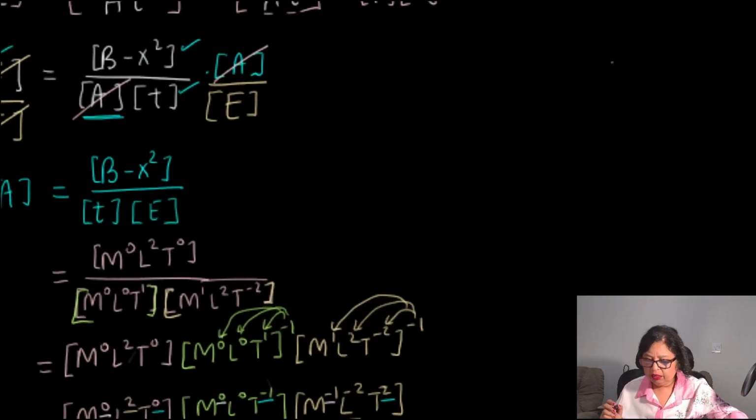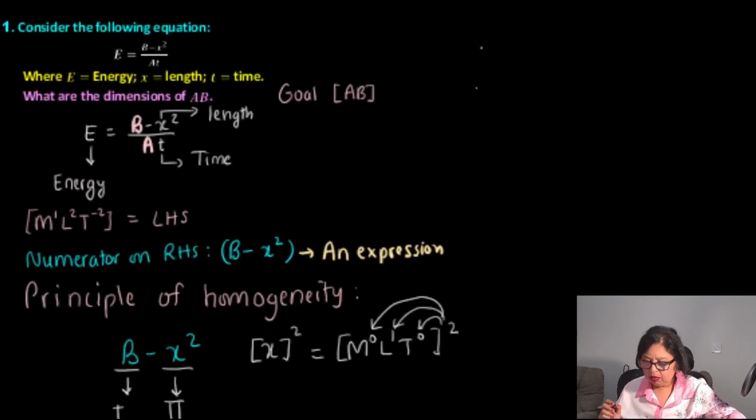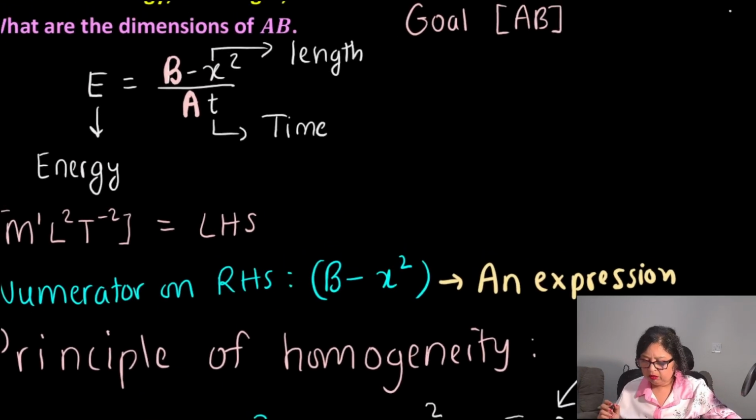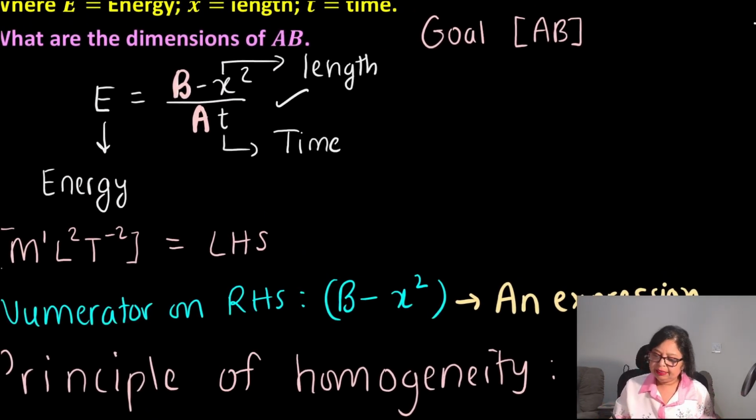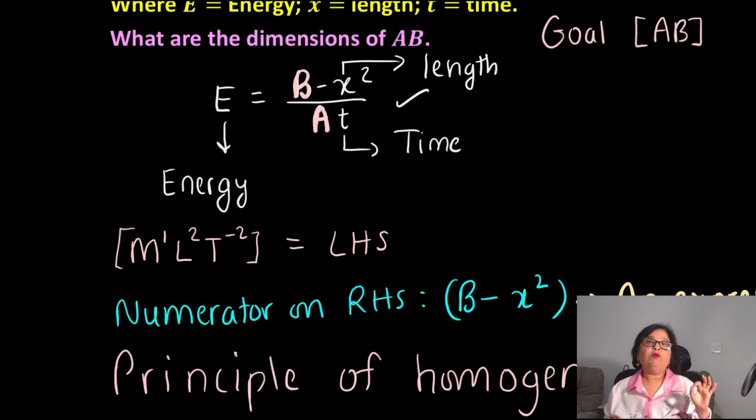So what I did was, I was given an equation, E equals B minus x squared over A t. And I'm told that E is energy, x is length, and t is time. My problem is that I want to find the dimensions of the product AB. So I need the dimensions of A and of B, in other words, the dimensional formula for A and for B, and multiply them together. To do that, first I use the principle of homogeneity to find the dimensional formula for B.